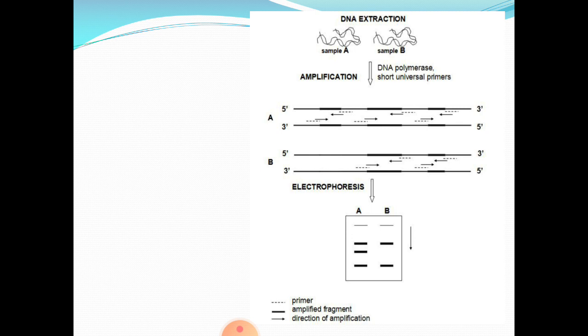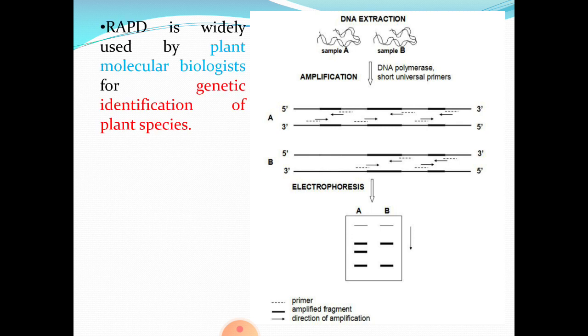In this scheme, the dotted lines will tell you that they are the primers, and the thick dark lines are the amplified fragments, and the arrow mark will show you the direction of amplification. This is what is exactly done in RAPD. It is widely used by molecular biologists for genetic identification of plant species. So this has a wide application in molecular plant taxonomy.